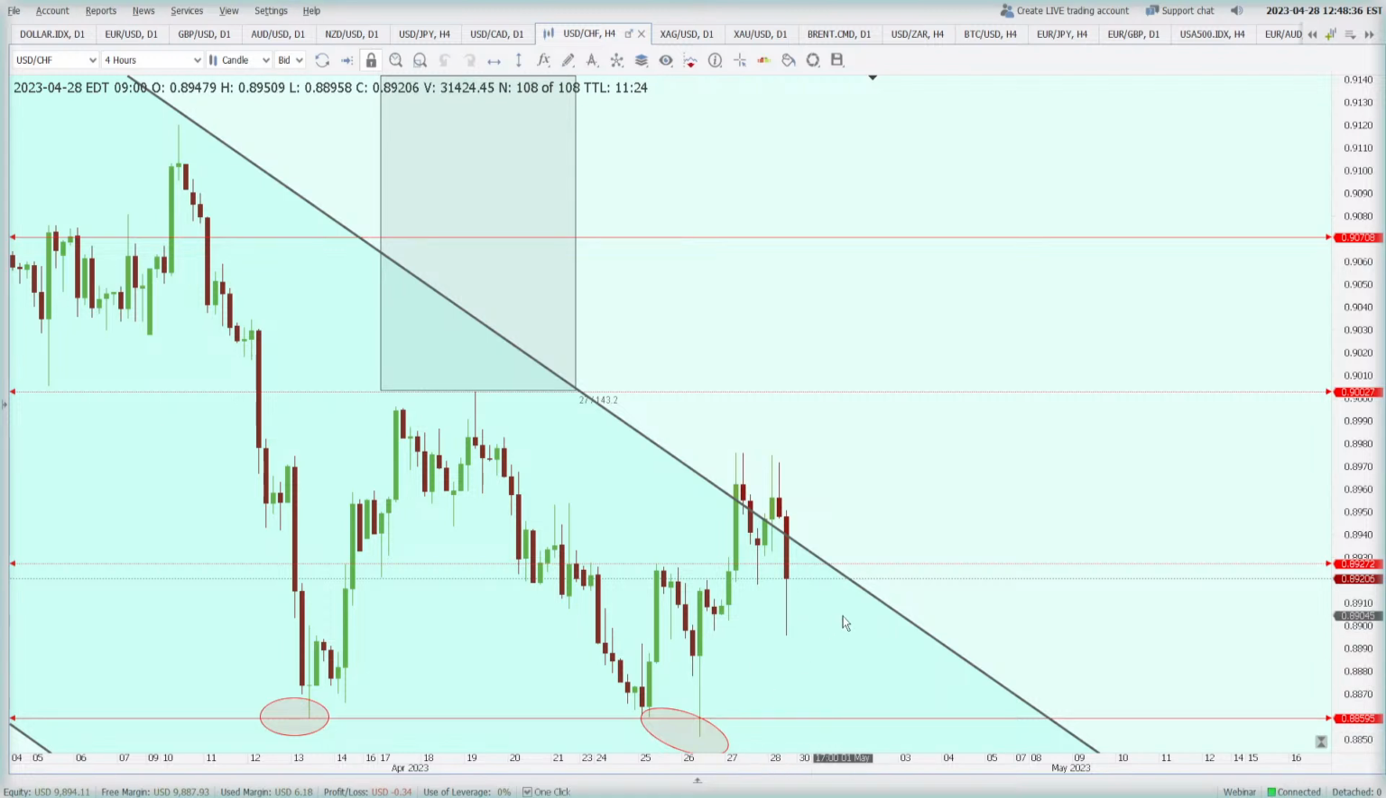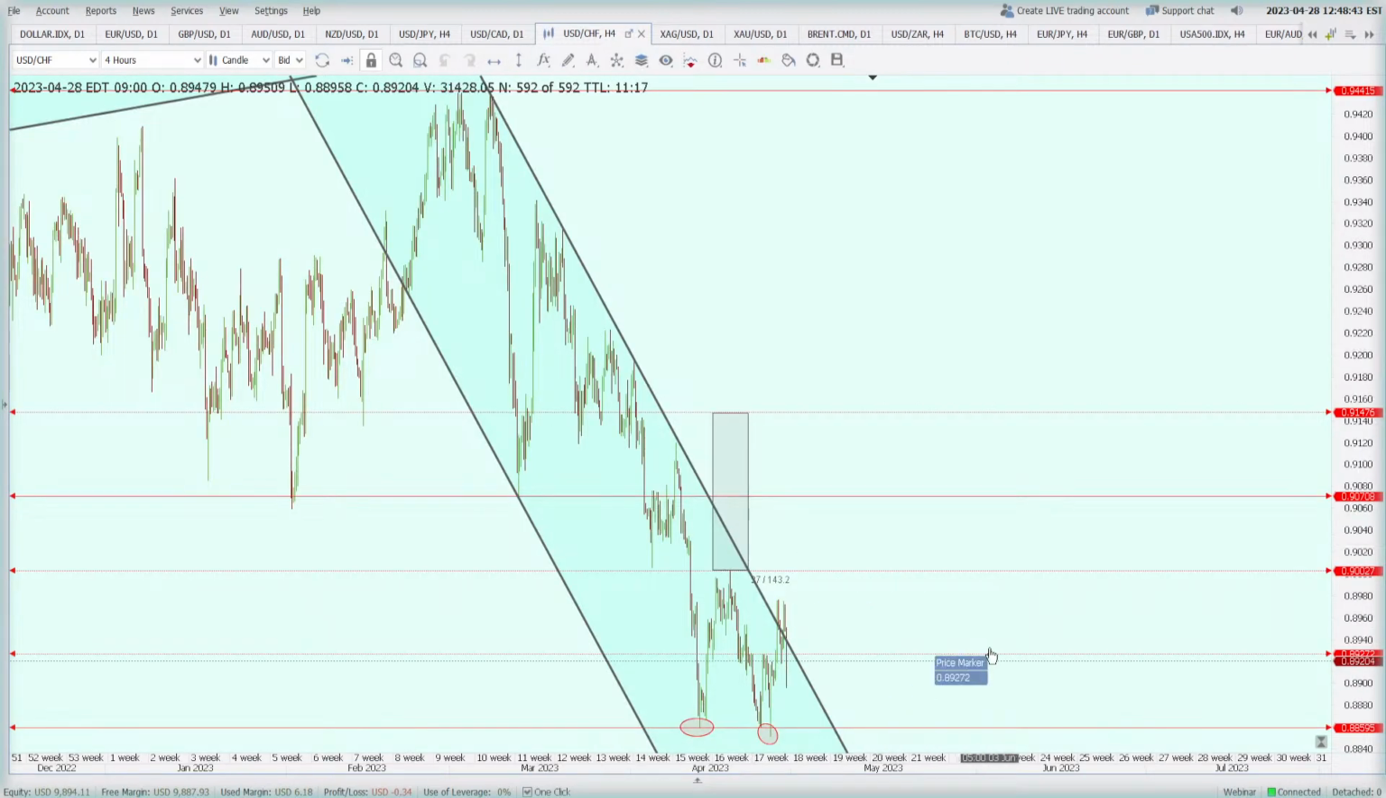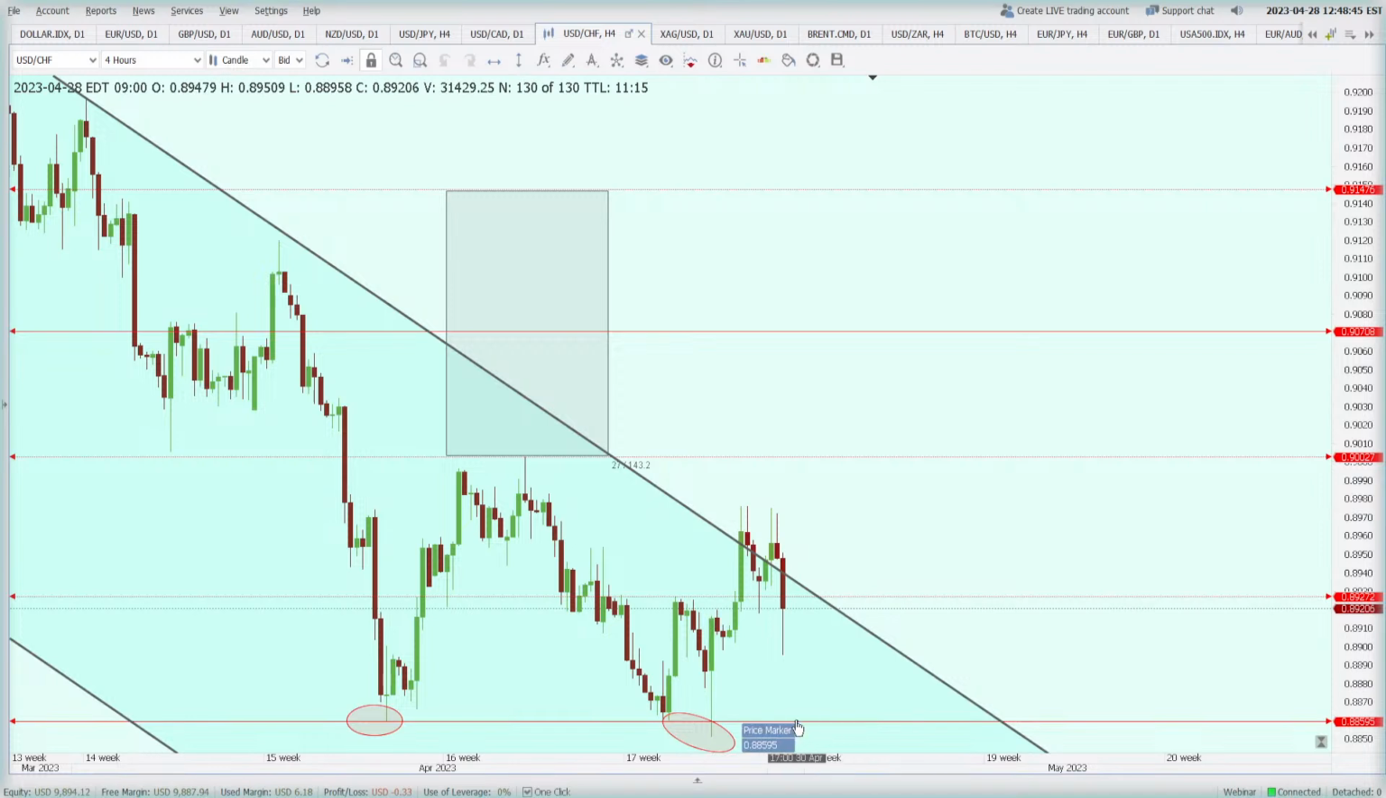But now you have broken below 0.8927, so this should again start acting as a resistance, and the price has come again below this channel. So inside this channel, price will be stuck between 0.8859 and 0.8927, I suppose.